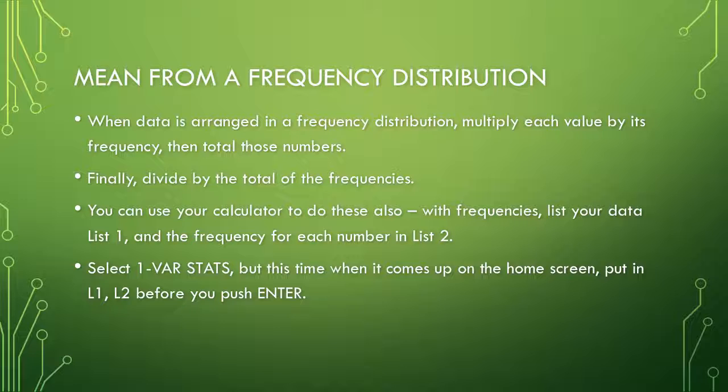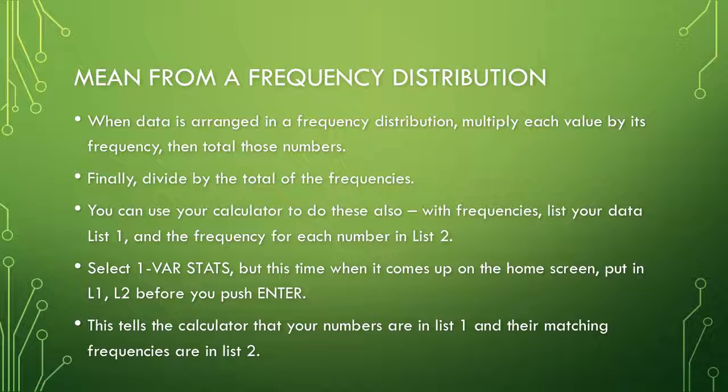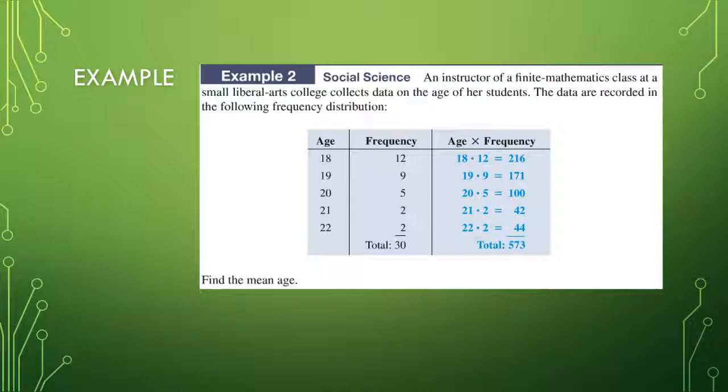You can find those by hitting second, then the 1 button, and then the comma button. The comma is right above the 7, and then you're going to hit second and the 2 button. There is no need to close the parentheses, just go ahead and press Enter. And what that does is it tells the calculator that your list 1 has your numbers in it, and that list 2 has the matching frequencies. And then you'll see the average.